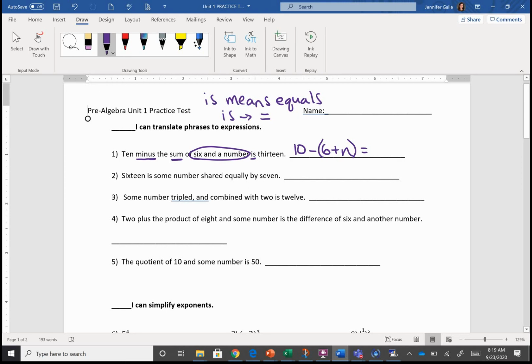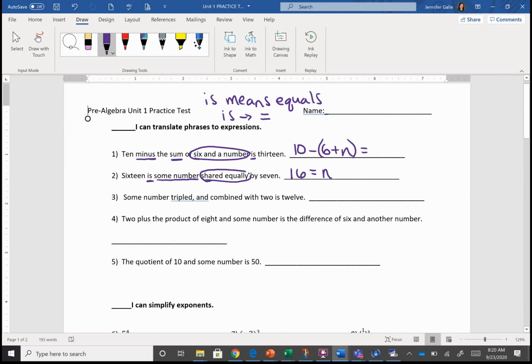All right, number 2, 16 is equals some number, whatever you would like. I'm going to use n for number. Shared equally by 7. Shared equally. If you weren't sure what shared equally meant, check your foldable. And we find that shared equally means divided by.